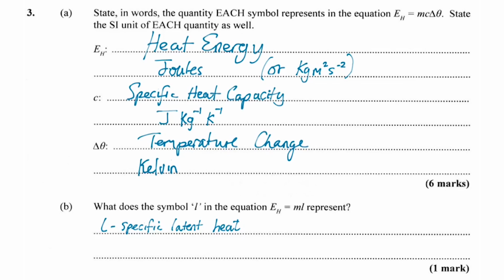State in words the quantity each symbol represents. So what is that? Oh, they list them out here for you, right? So this is heat energy, joules, quantity. All right, this is a learn-off thing. Try not to waste any marks in physics on things that you can just revise and memorize.